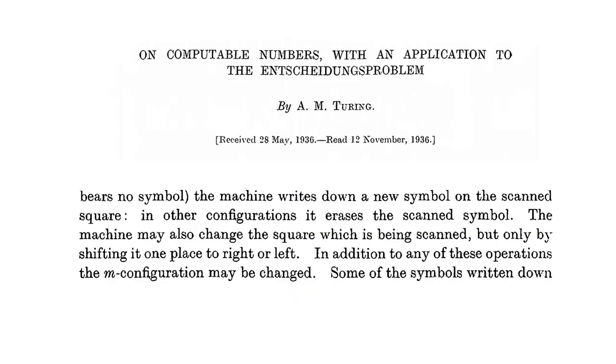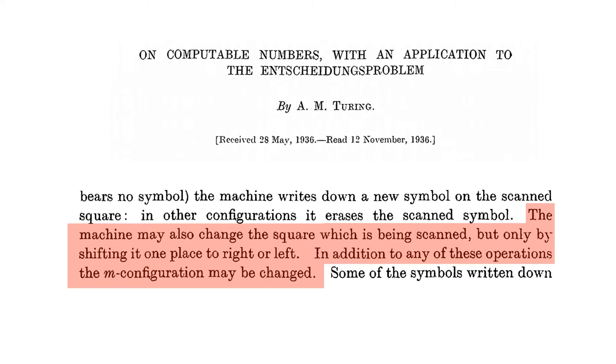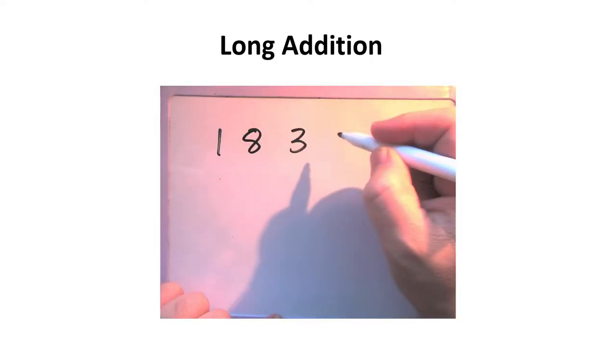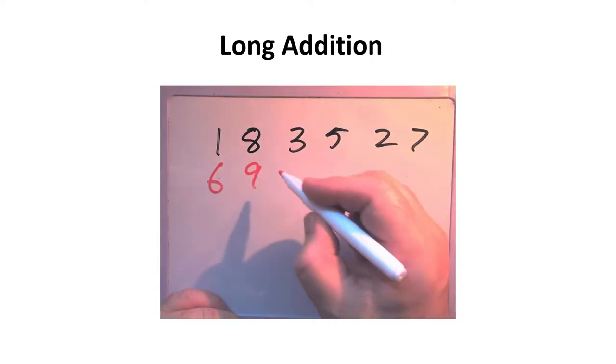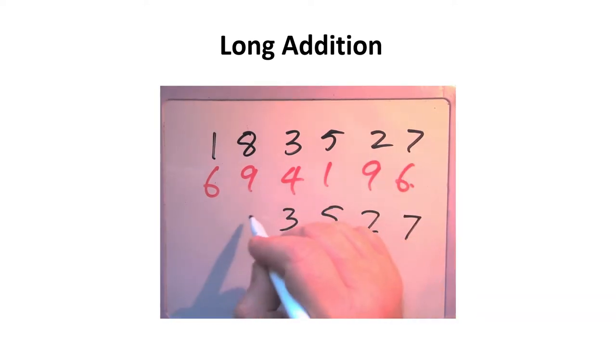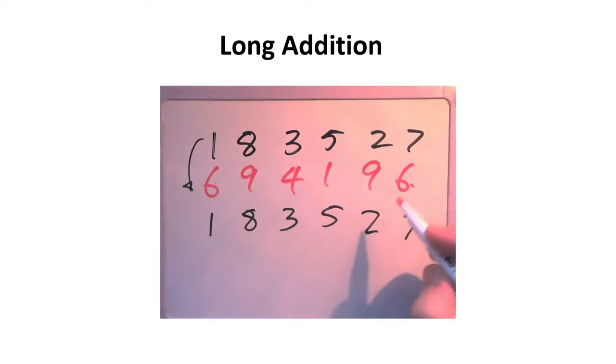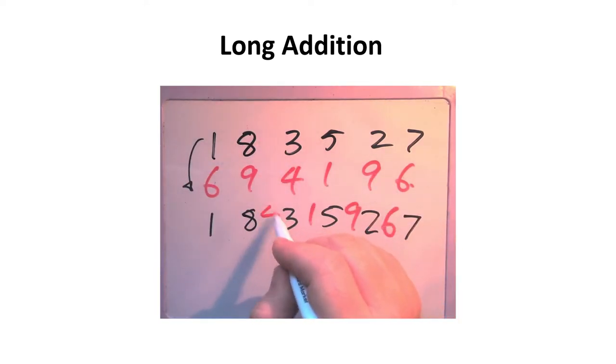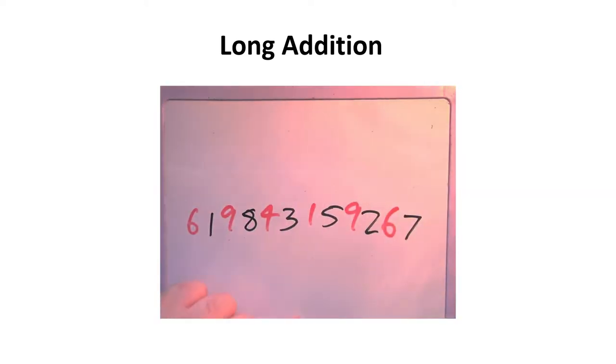But Turing put an even tighter restriction on our notepad. Instead of being a two-dimensional sheet of paper, we're only allowed a one-dimensional strip. Even worse, the machine may also change the square being scanned, but only by shifting it one place right or left. This means we can't move about the tape randomly. We're limited to sequential access. So that's a bit of a fly in the ointment. How am I going to convert this two-dimensional problem into a one-dimensional problem? The answer is I intercalate them. That is, I write one number down, and then I squeeze the digits of the other number between them. So now I have a one-dimensional representation of both numbers, where the digits of each number alternate on the tape.